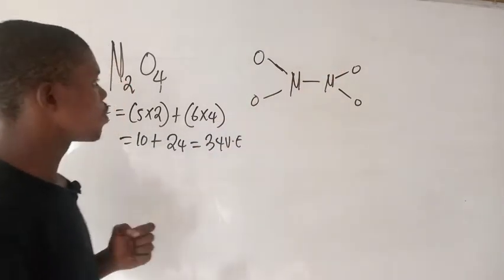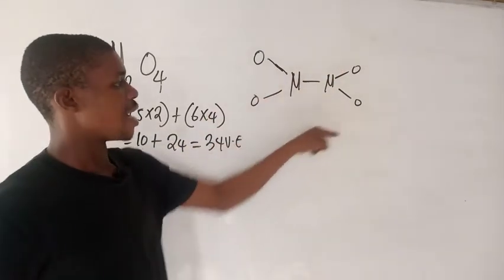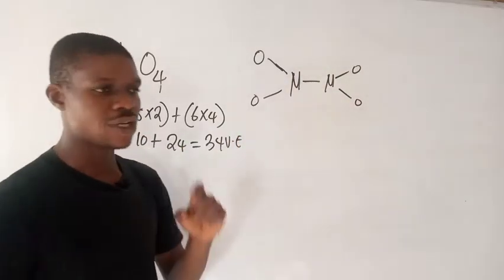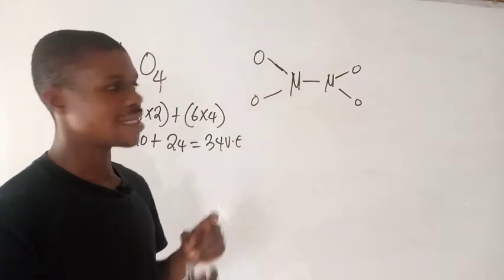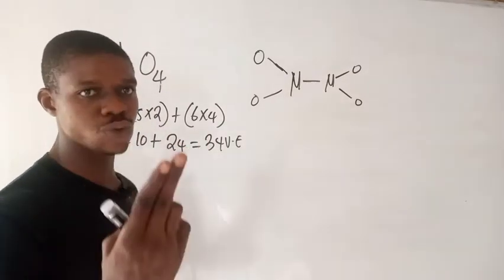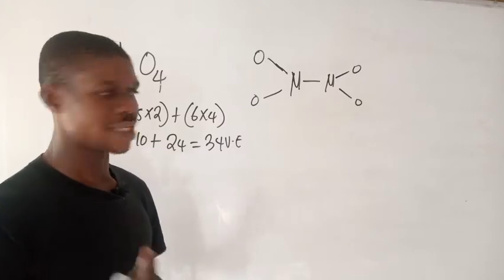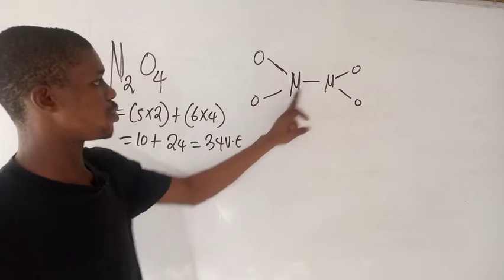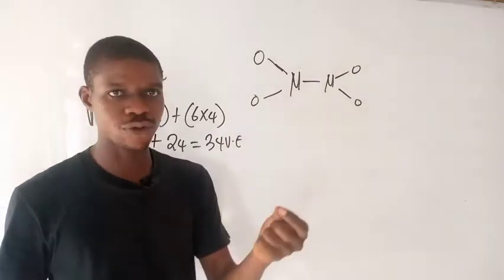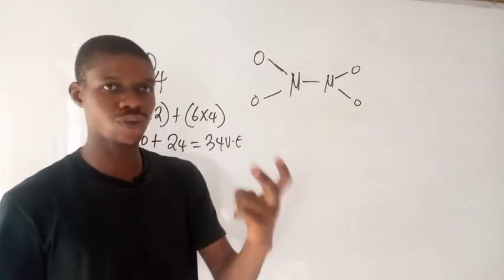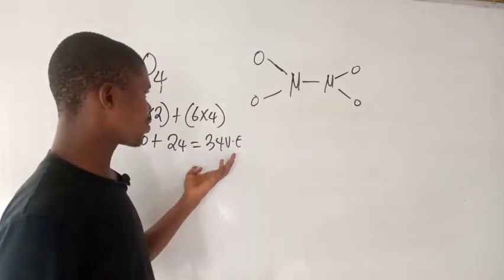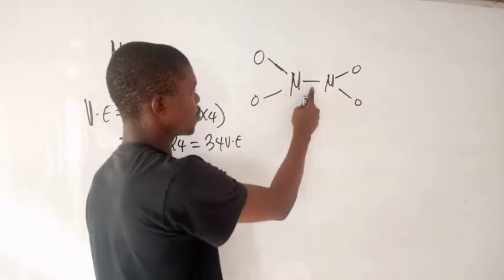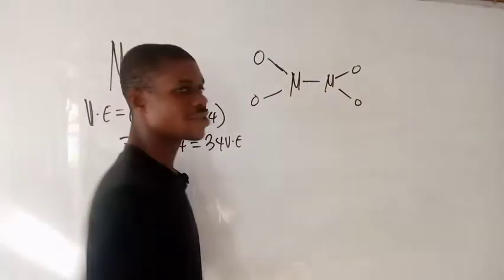Remember, after drawing the skeleton, I want to have each of them connect to each other with a single bond. One thing I want you to understand is that a single bond contains 2 bonding electrons. Out of the 34 valence electrons, how many bonds do I have here? 1, 2, 3, 4, 5. I have 5 bonds, and one bond contains 2 electrons, meaning I've used 10 electrons.